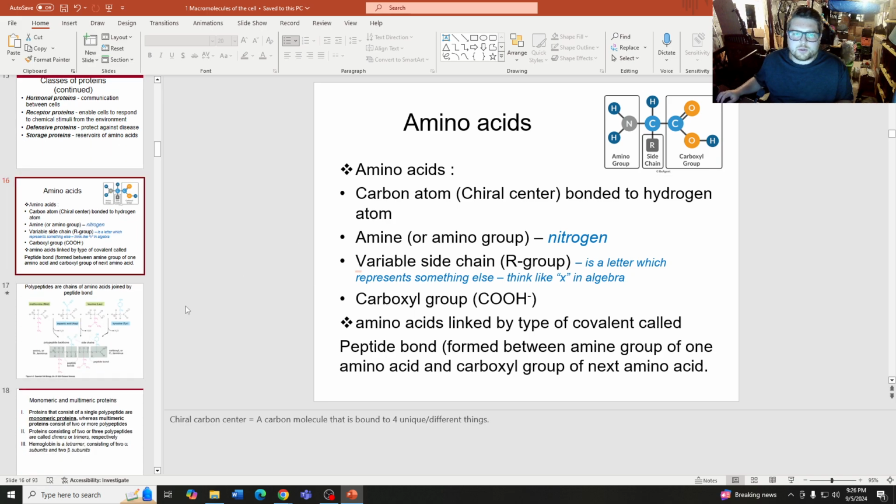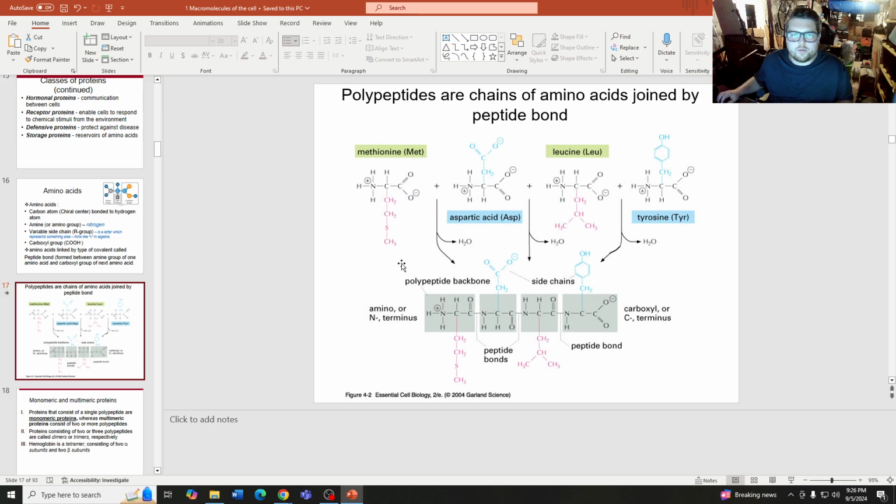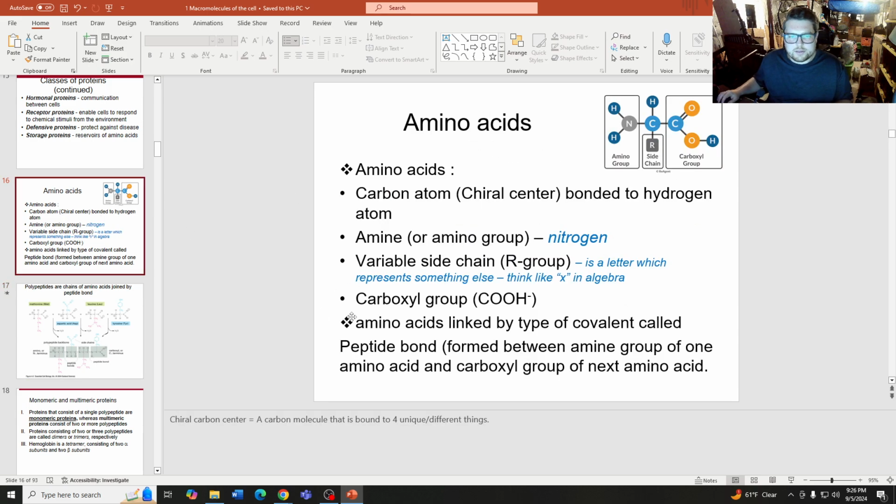If we look at actual amino acids, we can see all of these in red here. These are those R groups. We look at each and every single one of these. The amine with the nitrogen. We have the H. And we have the carboxyl, C double bond O. And then we have our R groups, just like that. And that's for all of our amino acids.